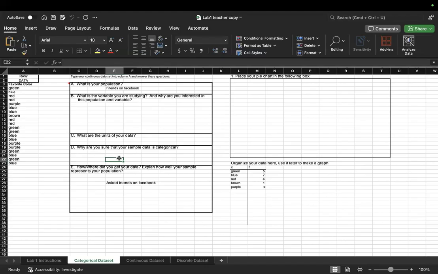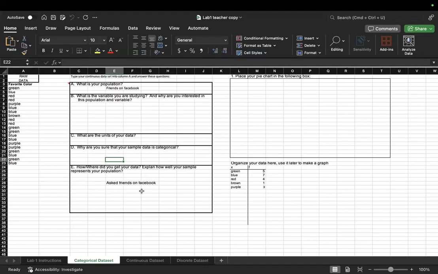I'm looking for an explanation of how your variable fits the definition of categorical. So you might have to go back in your notes and look at the definition of categorical and tell me how your variable fits that definition. That's what I'm looking for there. How does your variable fit the definition of categorical?